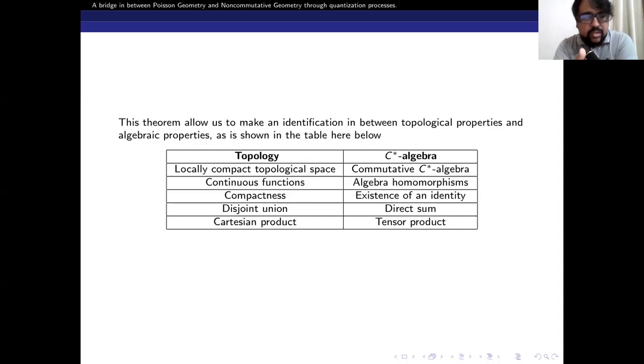For example, in topology, you can find locally compact topological spaces, and you can identify them with commutative C-star algebras. Continuous functions, their counterpart is an algebra homomorphism. So compactness with the existence of an identity. And let's stay in topological spaces for a minute.